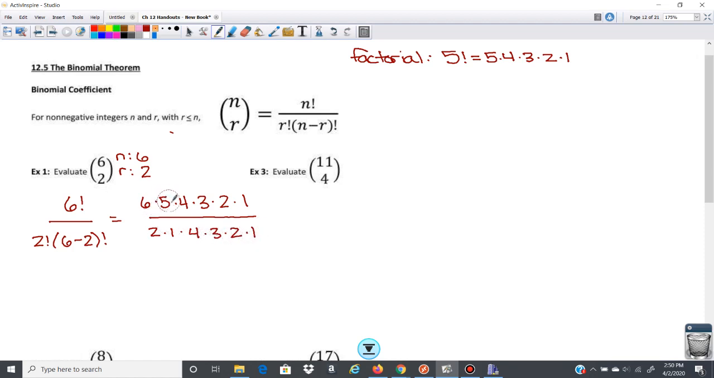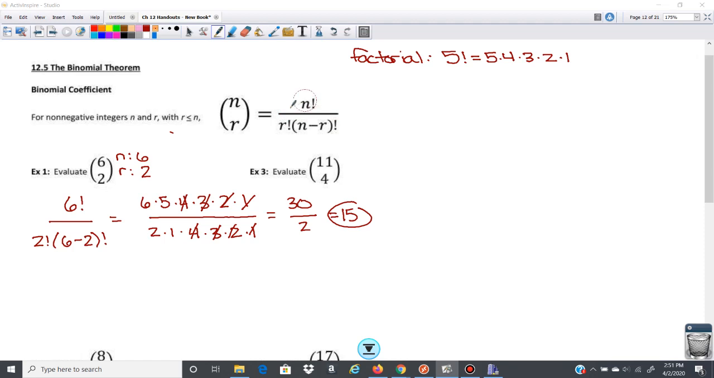And then as you can see in here, these 4s cancel each other out, the 3s cancel out, the 2s cancel out, and the 1s cancel out. So that gives us 6 times 5 is 30, 2 times 1 is 2, 30 divided by 2 is 15. Okay, now that's the long way to do it.